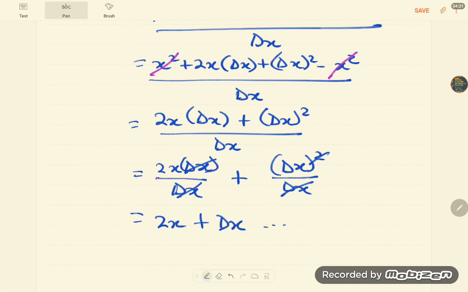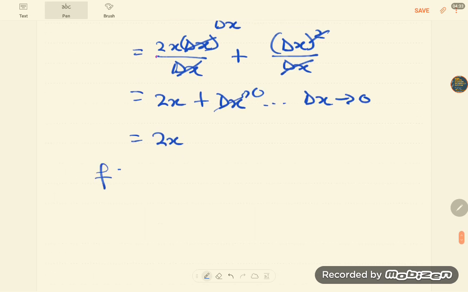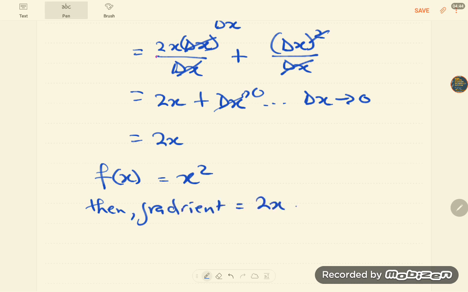But our priority, remember, was to say that this delta x is supposed to approach 0, then we'll be able to get the gradient of the tangent. So this will approach 0, leaving us with 2x. So in other words, if our function is x squared, then the gradient is given by 2x. That's it.